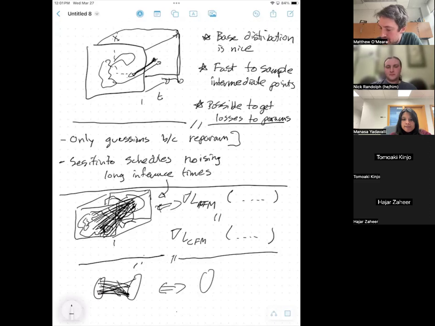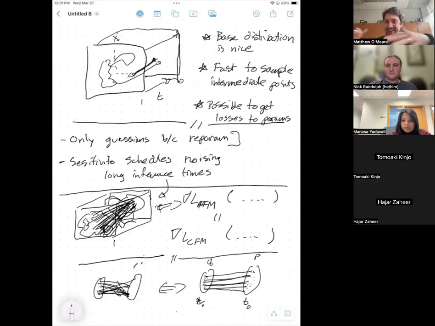In practice, what works better is if you pick a mini batch of points in the output. This is at time one, the distribution you care about, and this is P, the distribution that you want to sample from. And then rather than just matching up randomly, there's this process called optimal transport, which is basically you just pick the ones that are closest and match those up.